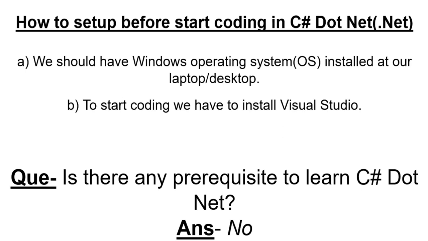So to start C# coding, first we should have Windows operating system installed on our laptop or desktop, whatever we have. To start coding, we have to install Visual Studio. So which version of Visual Studio we have to install? We can install either 2017 or 2019, but I will recommend to install 2022.